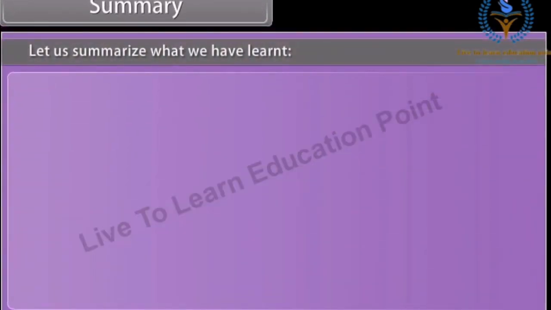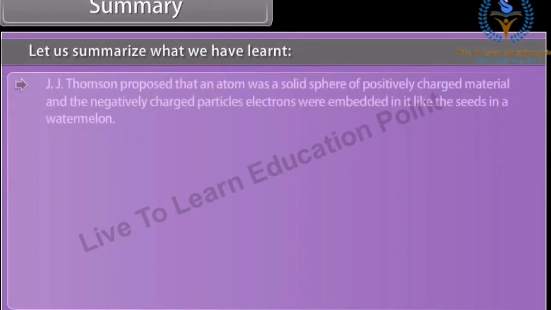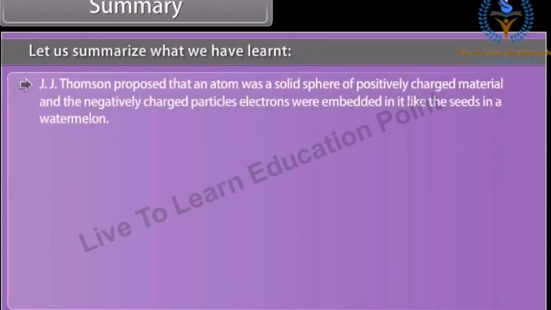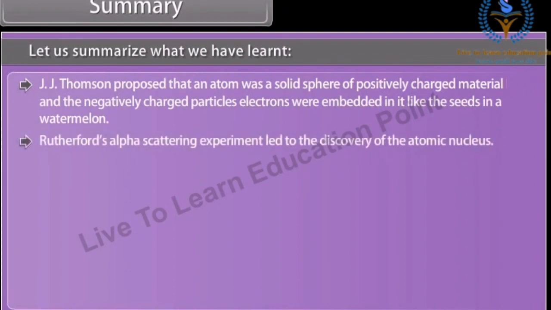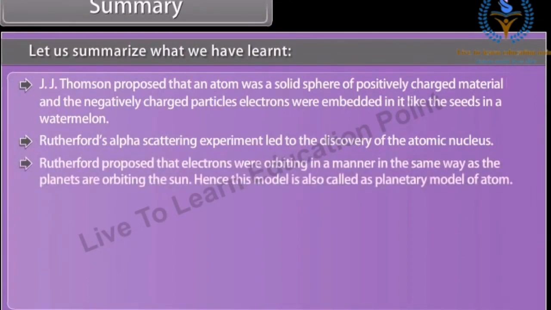Summary. Let us summarize what we have learned. J.J. Thomson proposed that an atom was a solid sphere of positively charged material and the negatively charged particles, electrons, were embedded in it like the seeds in a watermelon. Rutherford's alpha scattering experiment led to the discovery of the atomic nucleus. Rutherford proposed that electrons were orbiting in the same way as the planets are orbiting the Sun. Hence, this model is also called the planetary model of atom.